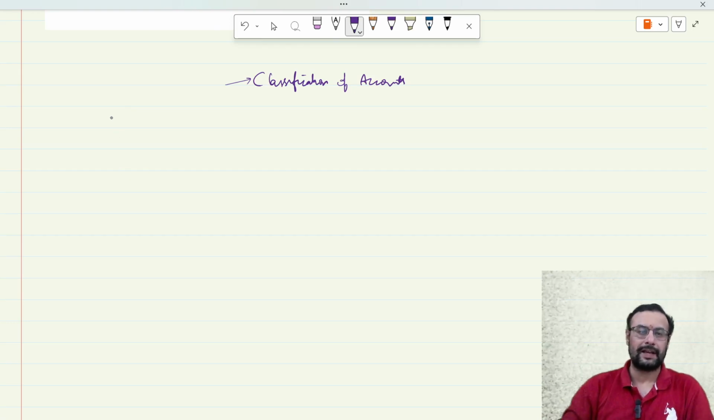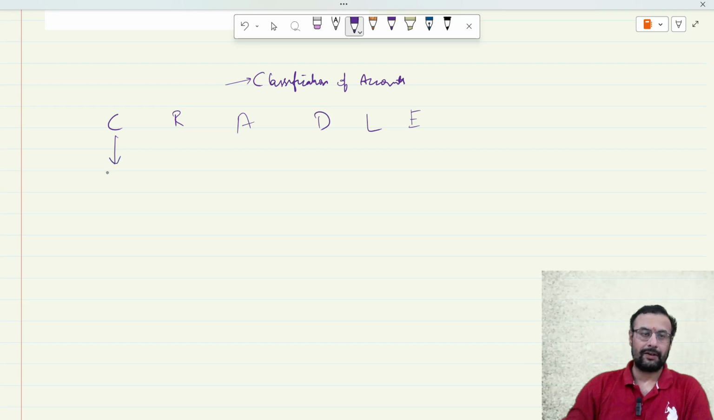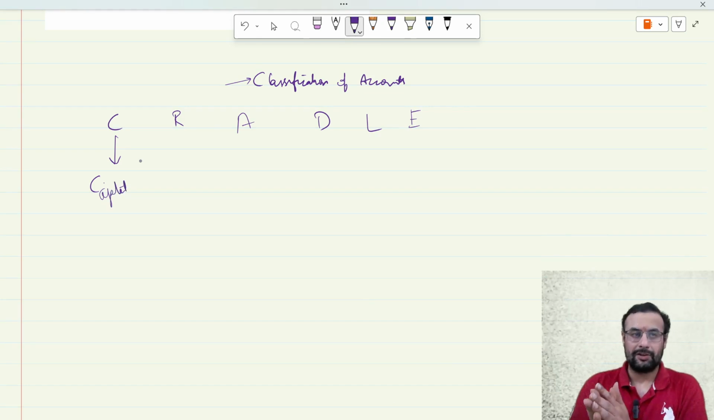We basically classify our accounts into CRADLE. I had told this, what is CRADLE? C stands for capital, R stands for revenue, A stands for asset, D stands for drawings, L stands for liabilities, and E stands for expenses. Now, in our classification, we classify all our things into these 6 categories, but capital is always called capital, though you might have seen that capital is actually written on the liability side of the balance sheet, but still we classify capital as capital only.